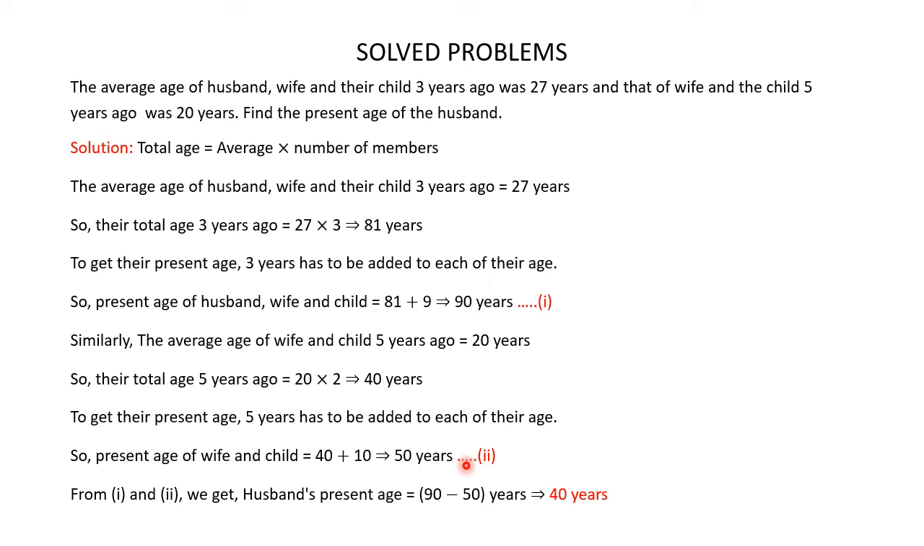This is equation 2. Now, equation 1 gives us the present age of husband, wife and child. Equation 2 gives the present age of wife and child. So from 1 and 2, we get the husband's present age as 90 minus 50, which is 40 years. So the present age of the husband is 40 years.